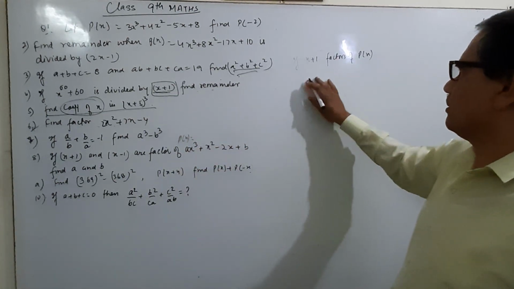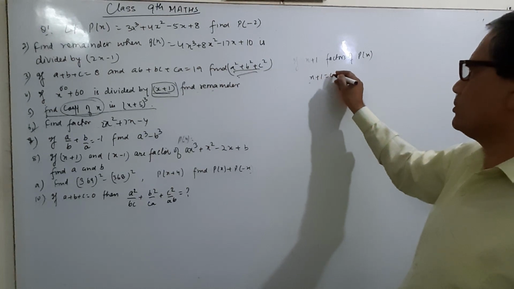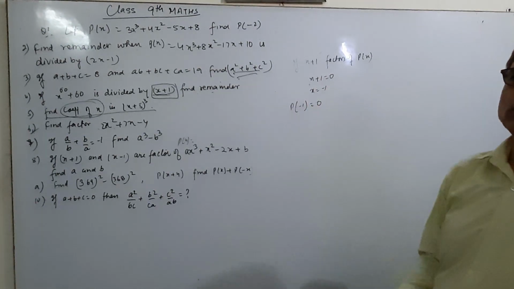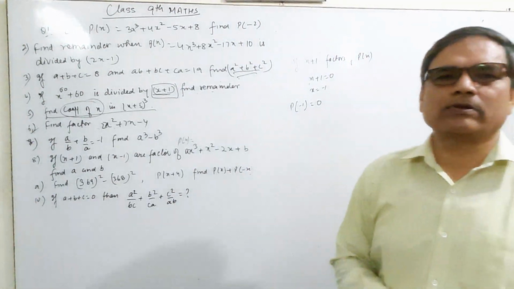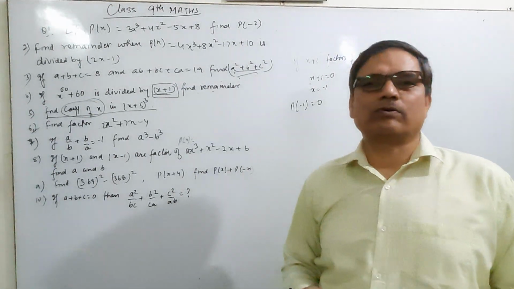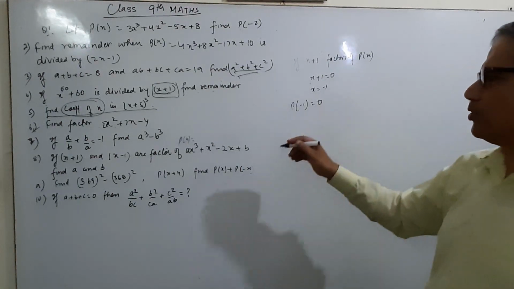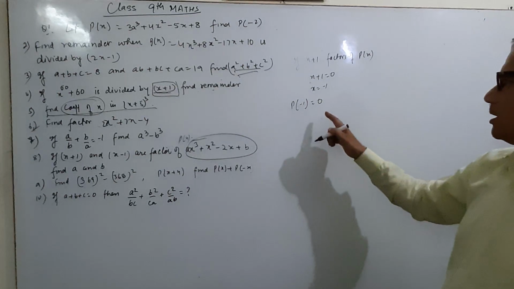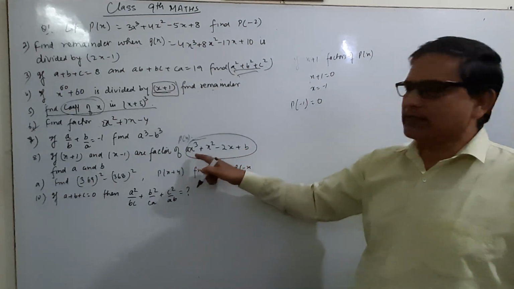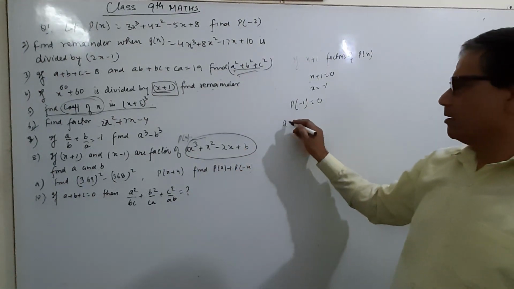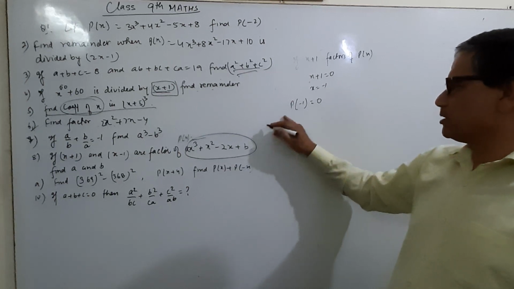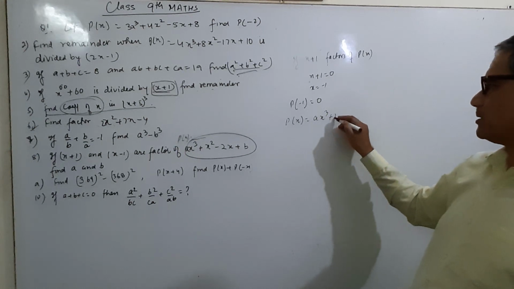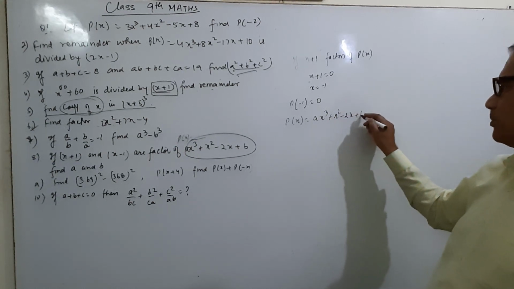Then here x plus 1 equal to 0, x is equal to minus 1. So P of minus 1 equal to 0. When x plus 1 is the factor, P of minus 1 is equal to 0. So it means we have to put the value of x as minus 1. What is Px? Px is equal to ax cube plus x square minus 2x plus b.